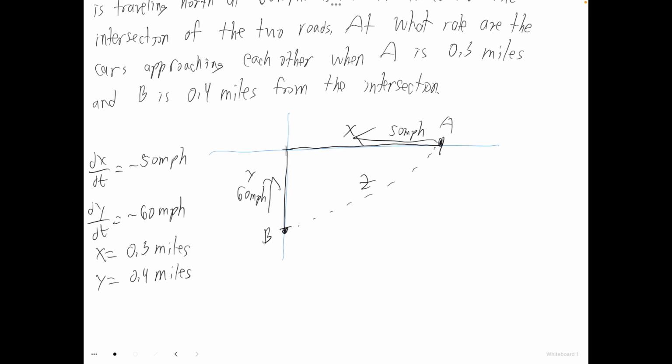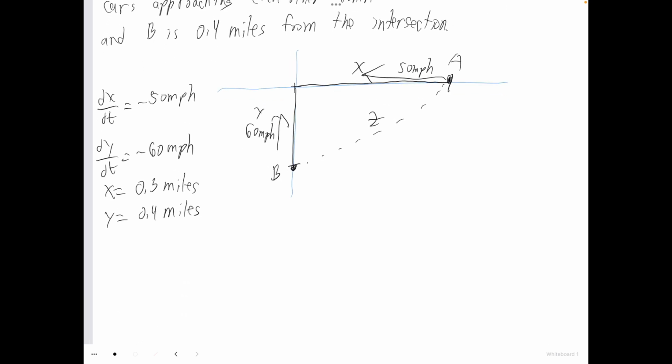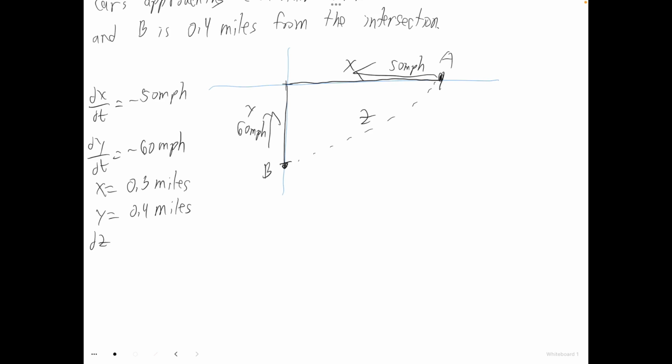Okay, so now we need a relationship that's going to relate x and y to z's rate. What we care about is z's rate, so we care about dz over dt. We want to know how fast the distance between them is changing. So we want some relationship between these variables. Now, we have a right triangle, so the most obvious one to use is the Pythagorean theorem. So we have z squared is equal to x squared plus y squared.